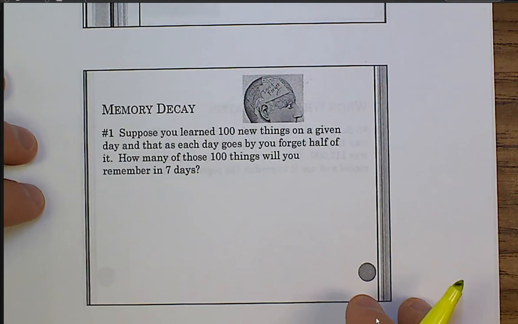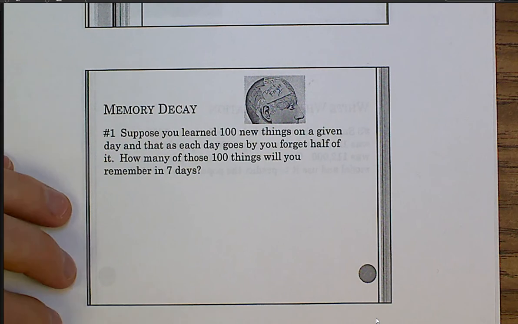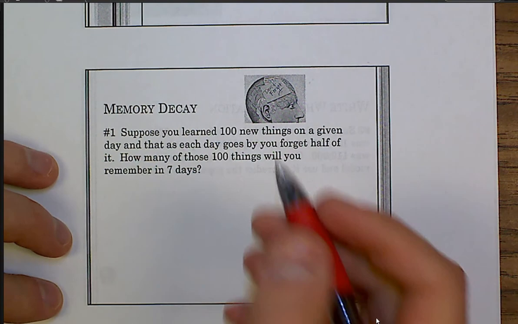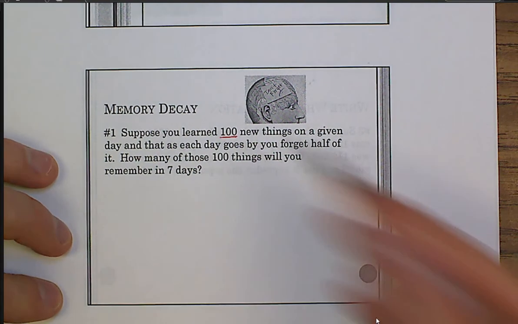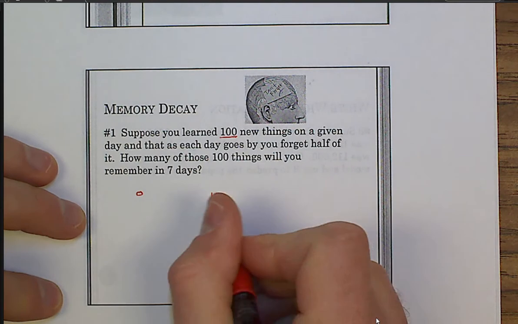It says, suppose you learned 100 new things on a given day, and that each day that goes by you forget half of it. How many of those 100 things will you remember in 7 days? Let's talk about it, and then we'll develop the equation in a similar fashion to what we did yesterday. So let's say on day 0, we have 100 new things that we have learned.